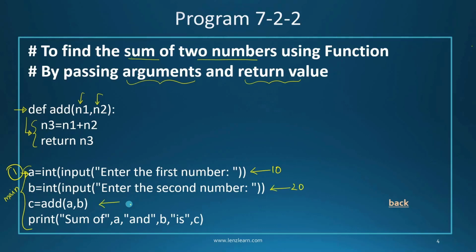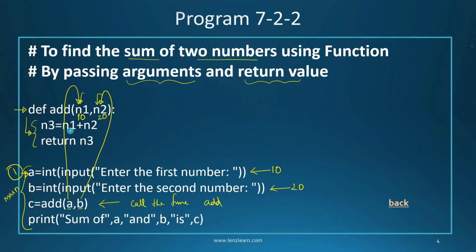Now you see this is the line where you call the function called add. But now when you're calling add, you are sending two values along with it. So that's the difference. So now when you call function add with these two values A and B, the value of A will be transferred to n1 and value of B will be transferred to n2. So now you should know the value of n1 will be 10 and value of n2 will be 20.